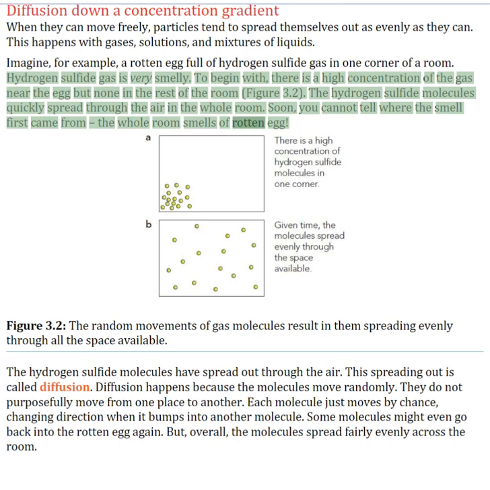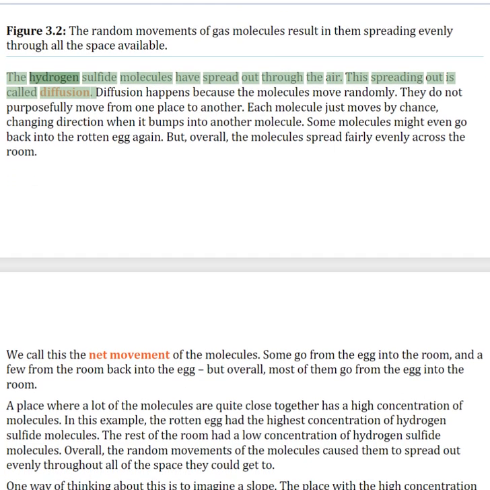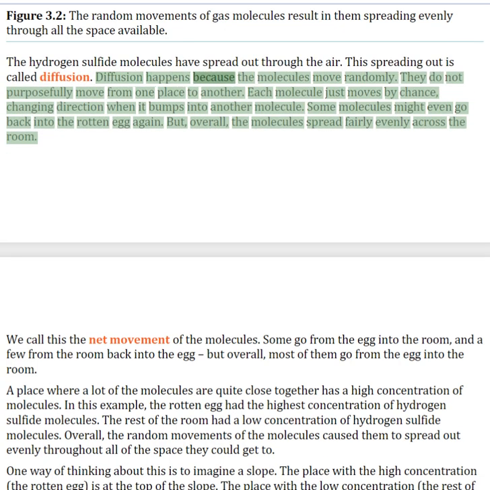The whole room smells of rotten egg. Figure 3.2. The random movements of gas molecules result in them spreading evenly through all the space available. The hydrogen sulfide molecules have spread out through the air. This spreading out is called diffusion. Diffusion happens because the molecules move randomly.